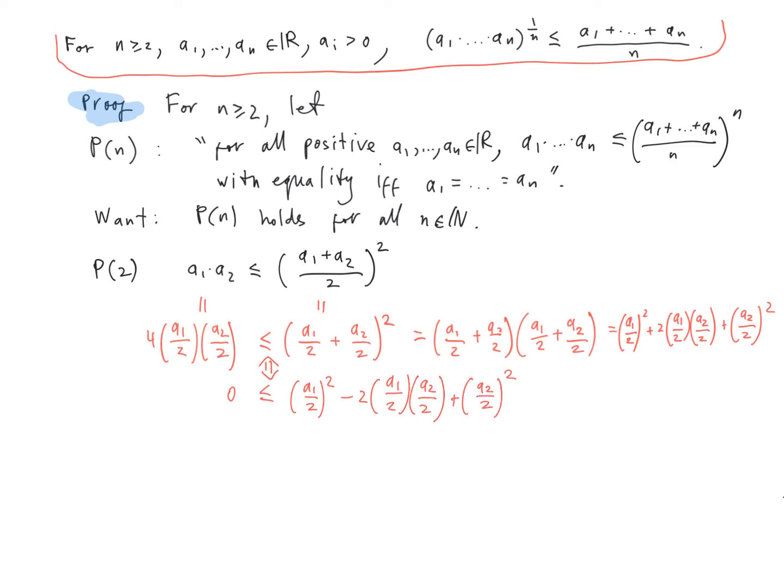But now this expression is familiar with respect to the formula for the difference of powers. Okay, so this is equal to a1 over 2 minus a2 over 2, squared. In other words, our inequality can be rewritten as 0 is less or equal than a1 over 2 minus a2 over 2, squared.